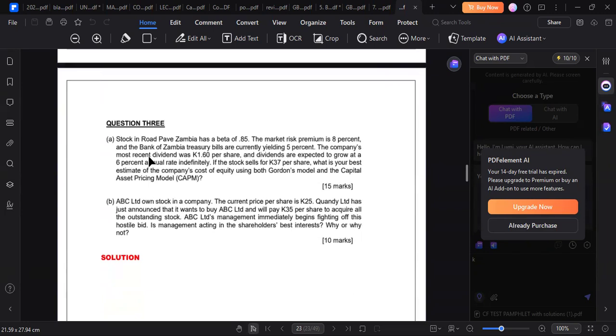Question number 3. Stock Roadpave has a beta of 0.85. Market risk premium is 8%, and the Bank of Zambia has announced treasury bills are currently yielding 5%. The most recent dividend was 1.60, and dividends are expected to grow at an annual rate of 6% continually. If the stock sells for 7.25 per share, what is your best estimate of the company's cost of equity using both Gordon's and CAPM model? 15 marks. This is a very sweet question.